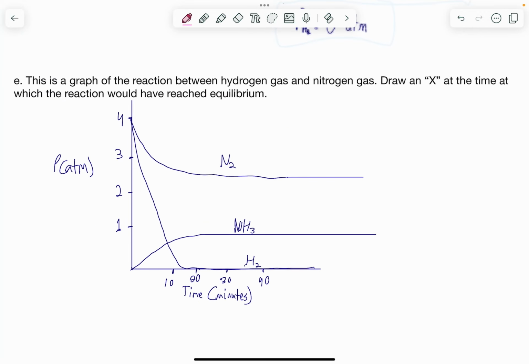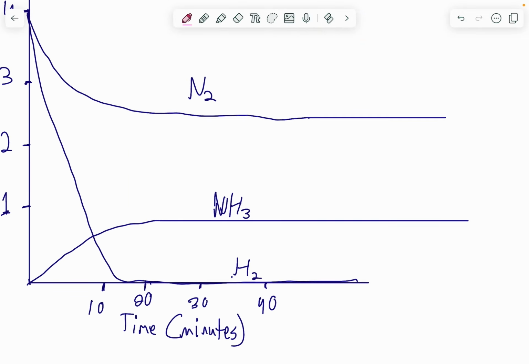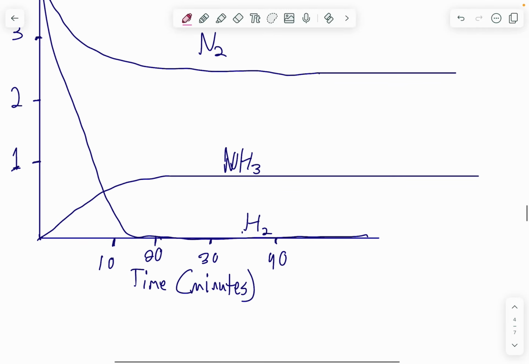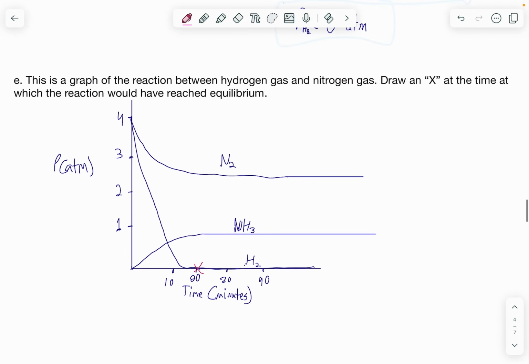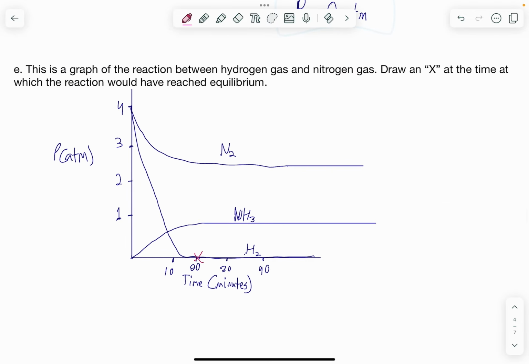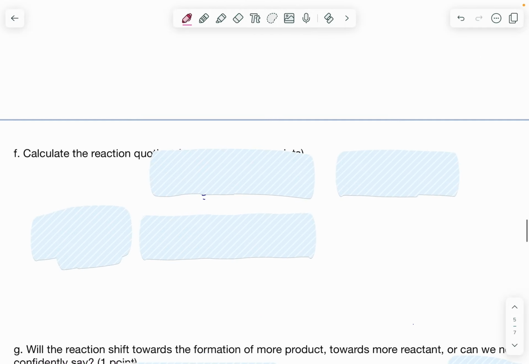But if we're looking for at what time the reaction is reaching equilibrium, we just need to look for where these graphs level out, at what point there is no more movement. And the most clear-cut example, I mean, you could probably get away with anything between like 15 and 20 minutes, but I think the safest thing to do here would be to put it at 20 minutes. That is where the reaction reaches equilibrium according to this graph.